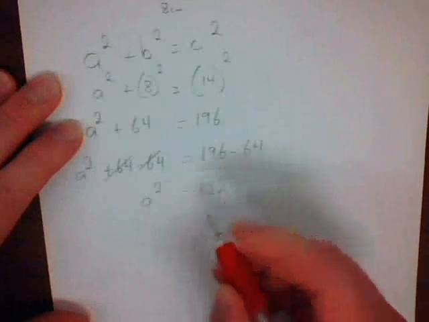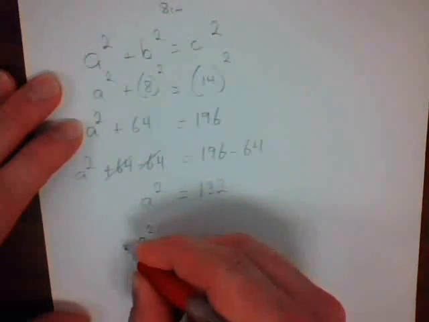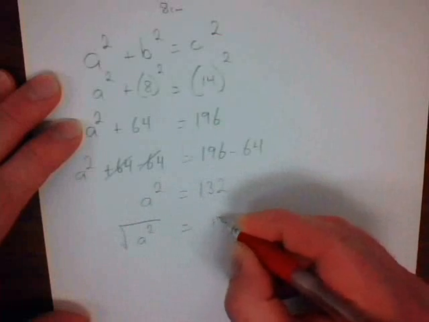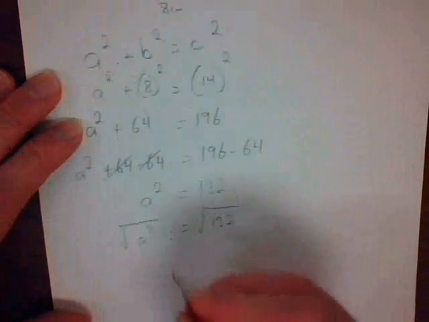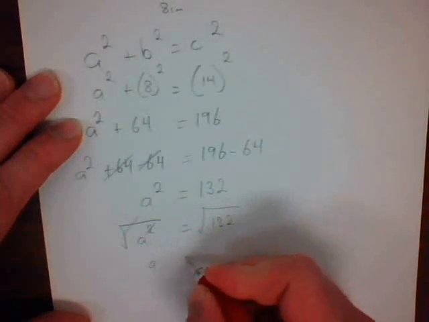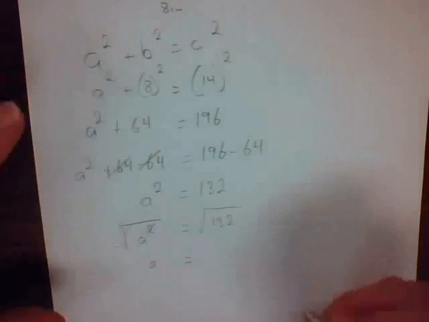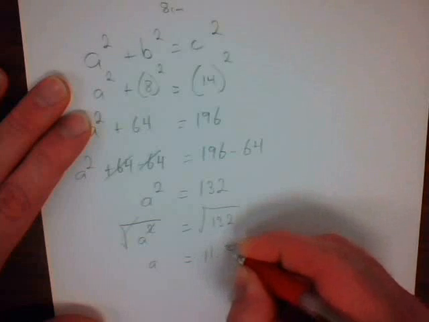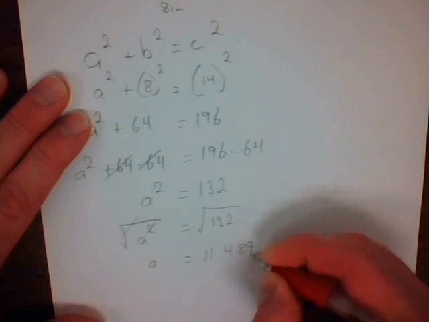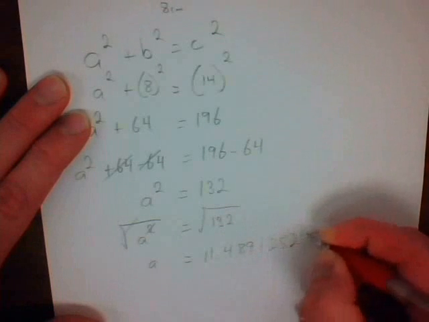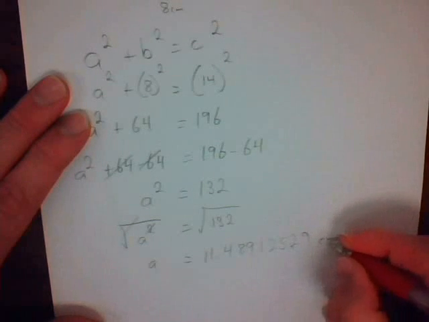Finally, I need to get rid of the squared, which I do the opposite. Whatever I do to one side, I must do to the other. Those two cancel. And that will leave me with 11.48912529 centimeters.